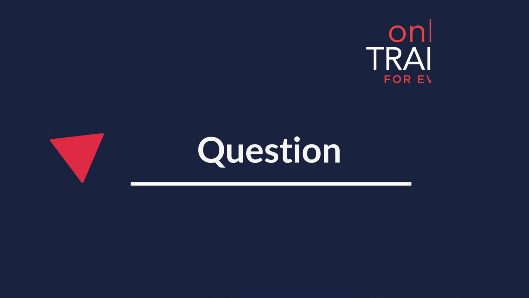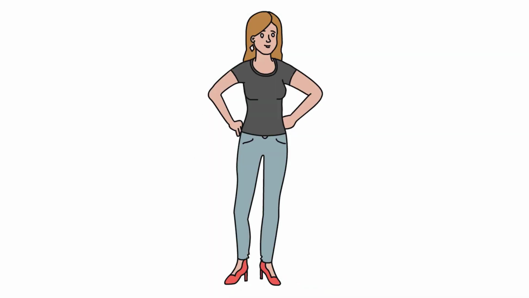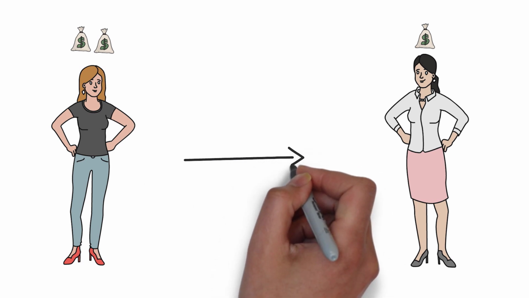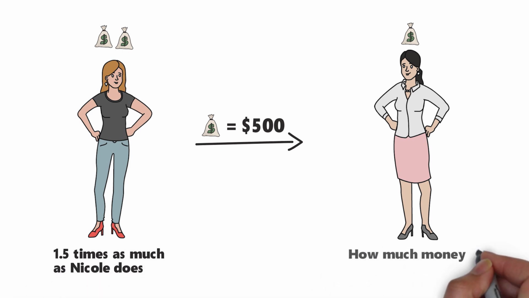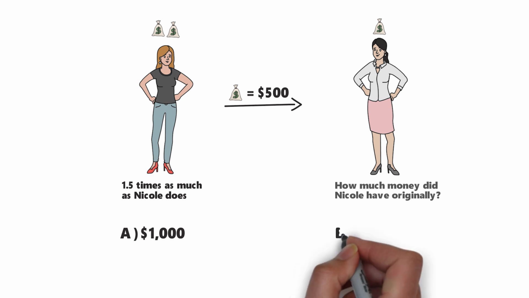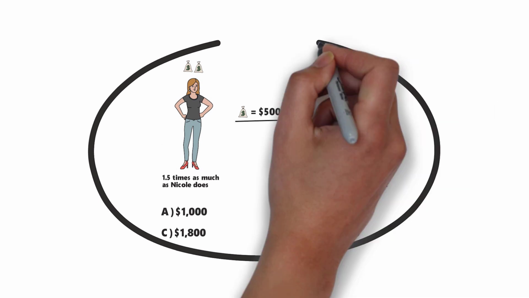Here's an interesting question which tests your understanding of money management as well as accounting. Sarah has twice as much money as Nicole does. After Sarah loans $500 to Nicole, she will have 1.5 times as much as Nicole does. How much money did Nicole have originally? And you're presented with 4 different choices. Choice A, $1,000. Choice B, $1,500. Choice C, $1,800. And choice D, $2,500. Can you calculate the answer?